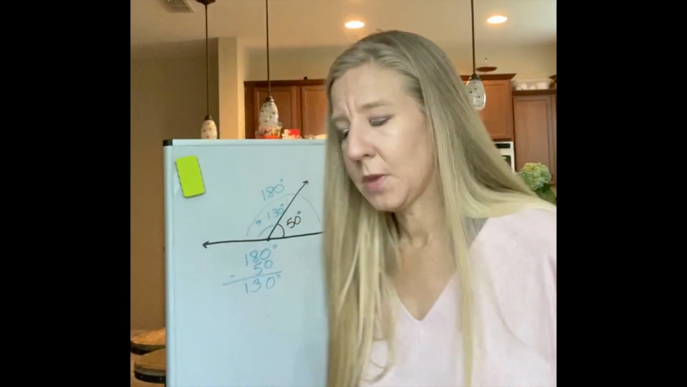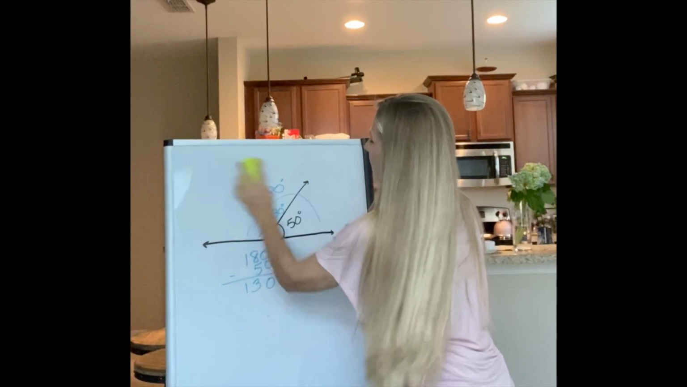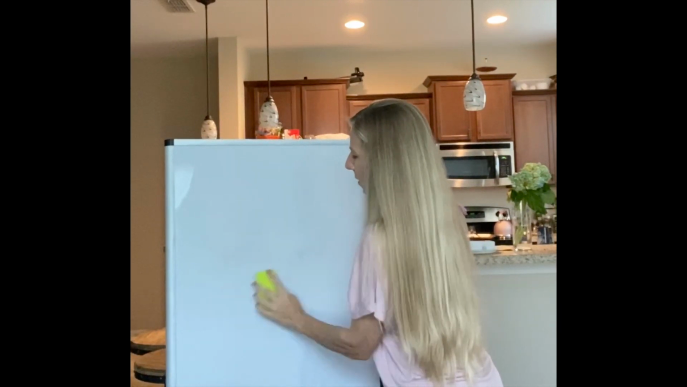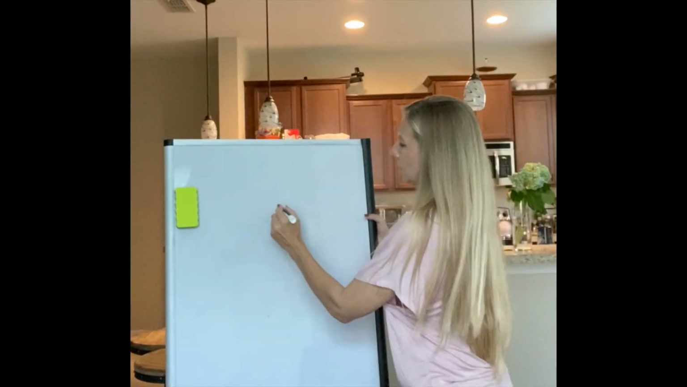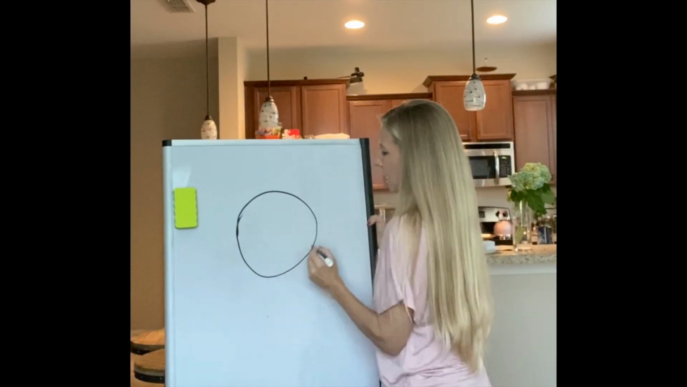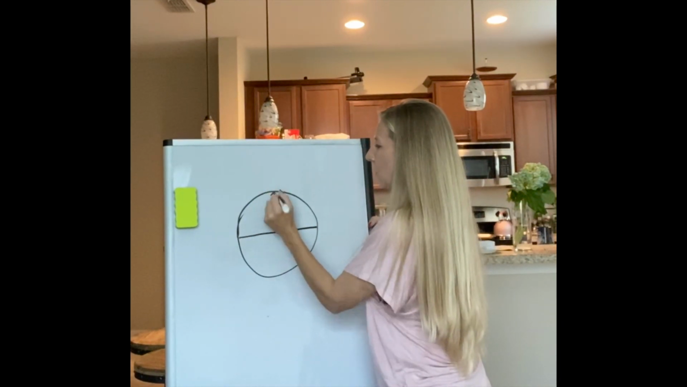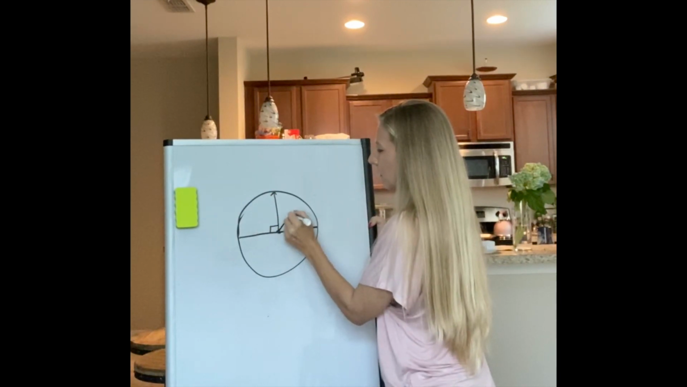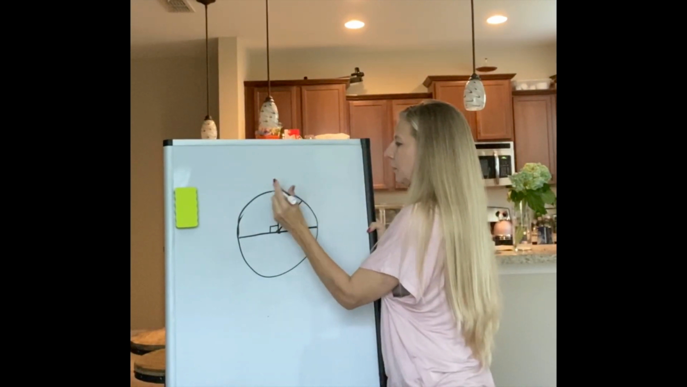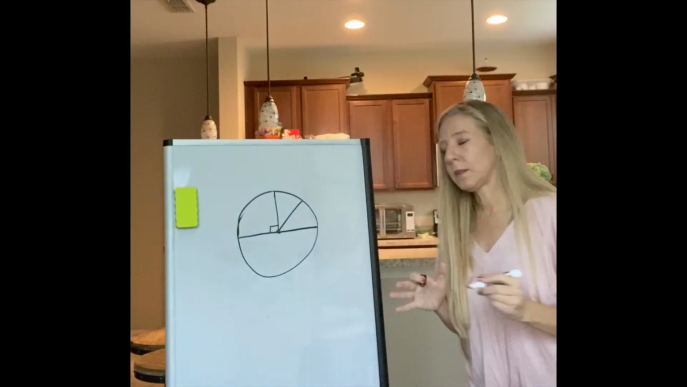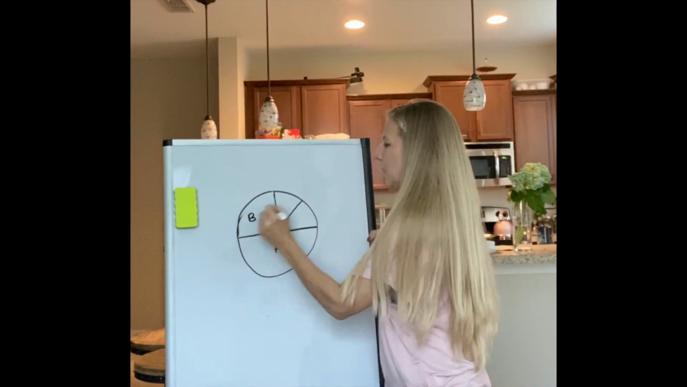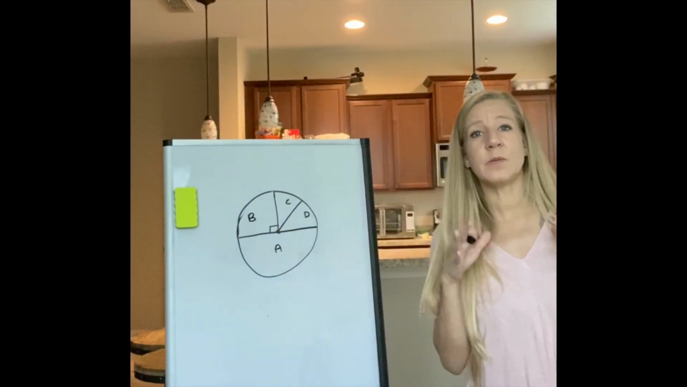Okay? Now, turning back to page 9, the next skill that we need to talk about here is finding unknown measurements in a circle. So, if we have a circle that has, let's say, a straight angle in the middle, and then a right angle, all right, so let's say this is angle A, angle B, angle C, and angle D, and we need to find the measurement of each angle.